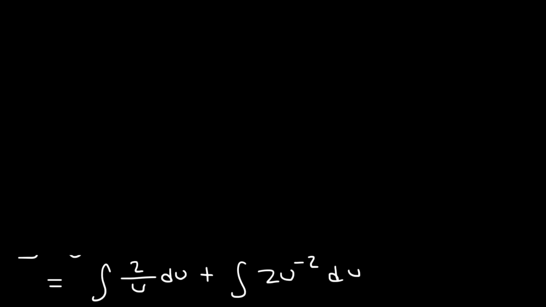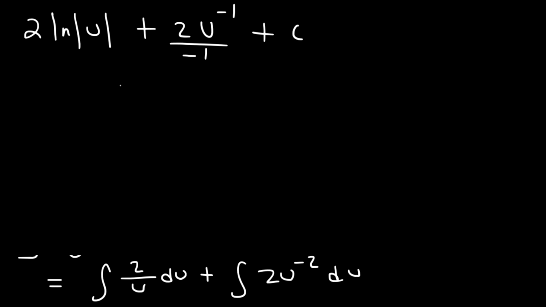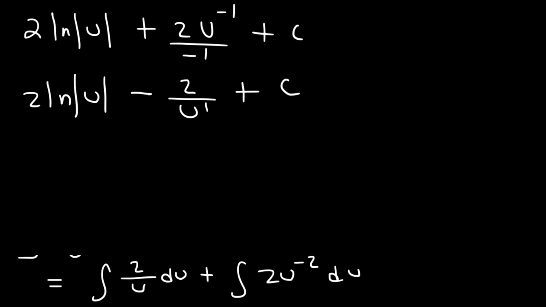The antiderivative of 2 over u is going to be 2 ln u. And for the other one, we can use the power rule. If we add 1 to the exponent, negative 2 plus 1 is negative 1, and then divide by that result. So this is minus 2 over u if we bring it back to the bottom, so that the negative 1 exponent will be positive 1, plus c.